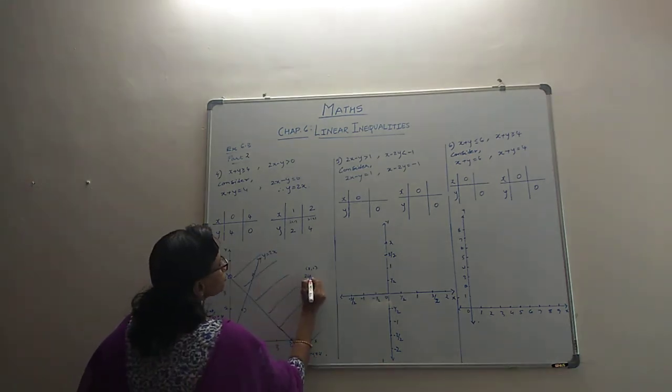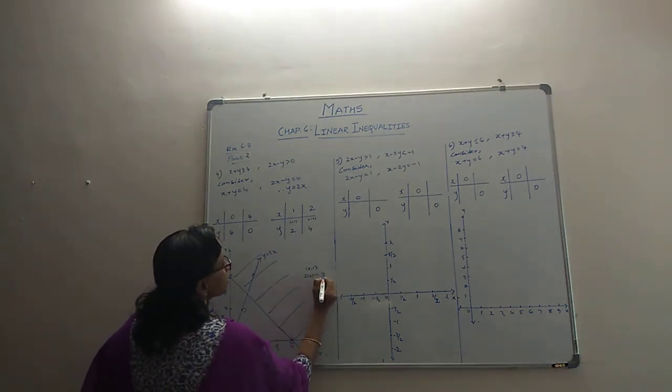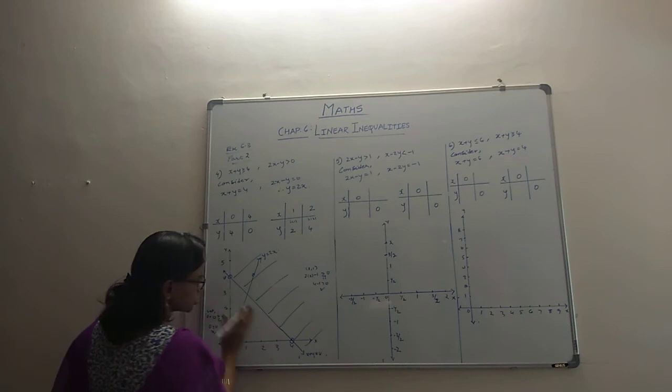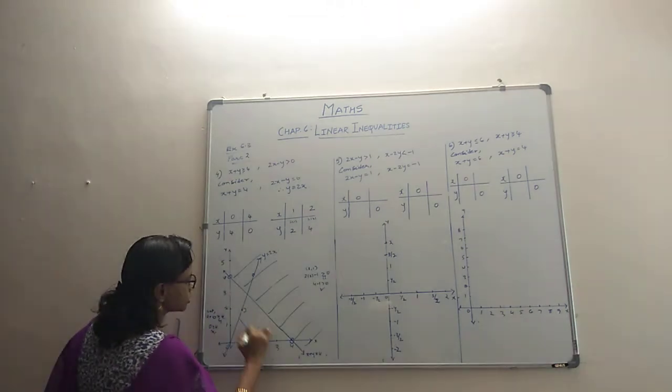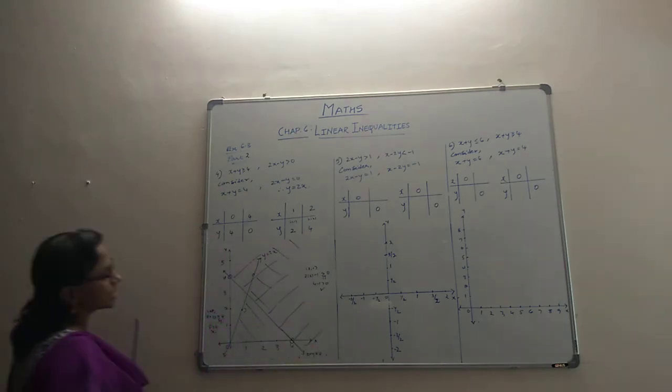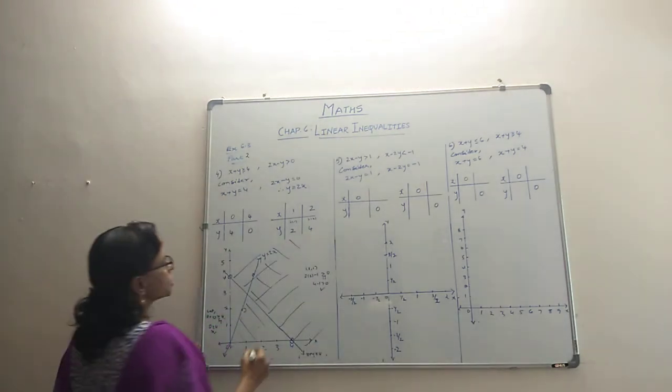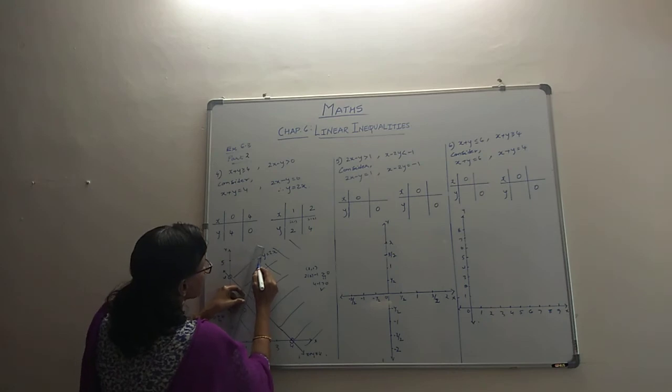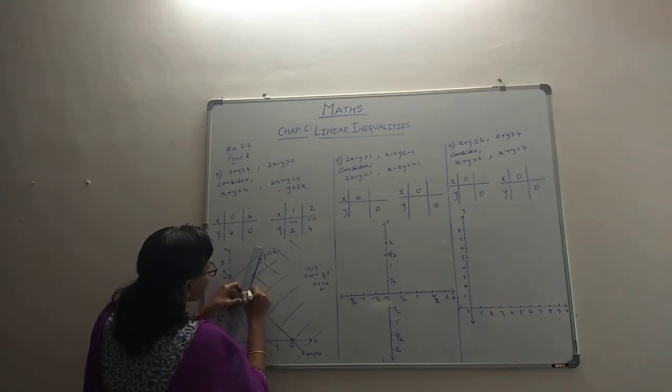Let's substitute. 2 into 2 minus 1, whether it is greater than 0. So 4 minus 1 is greater than 0. Yes, so it's a true inequality. So this part is a solution. Okay, if that is the case, where is our common area of solution? It's this K shape, I suppose. Yeah, it is this K.